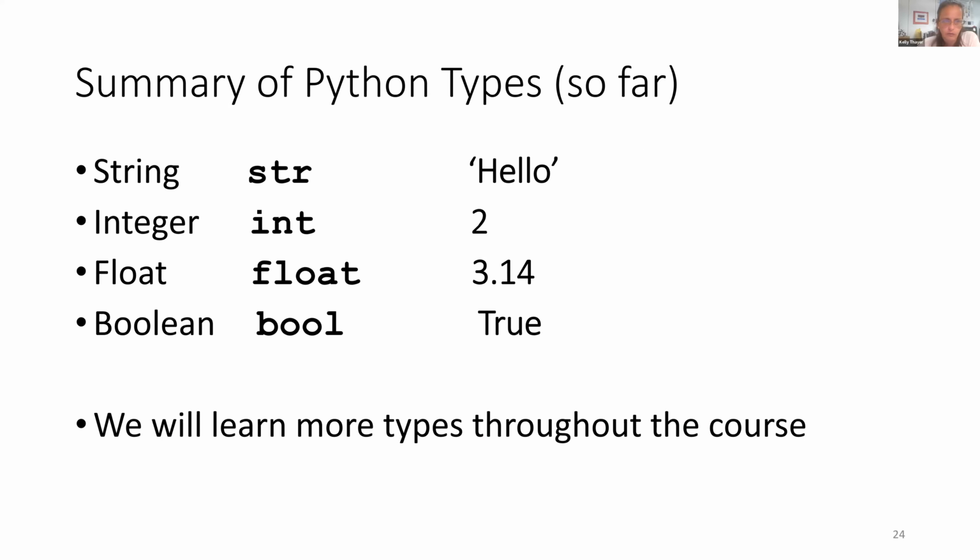All right, so we've talked about a number of Python types so far. We've looked at the strings, the integers, the floats, and the Booleans, and we have a few examples of those right here. There are going to be many more types in Python, which we will learn throughout the course. All right, so that concludes our discussion from today. We look forward to seeing you next time, where we're going to continue talking about variables and programs.